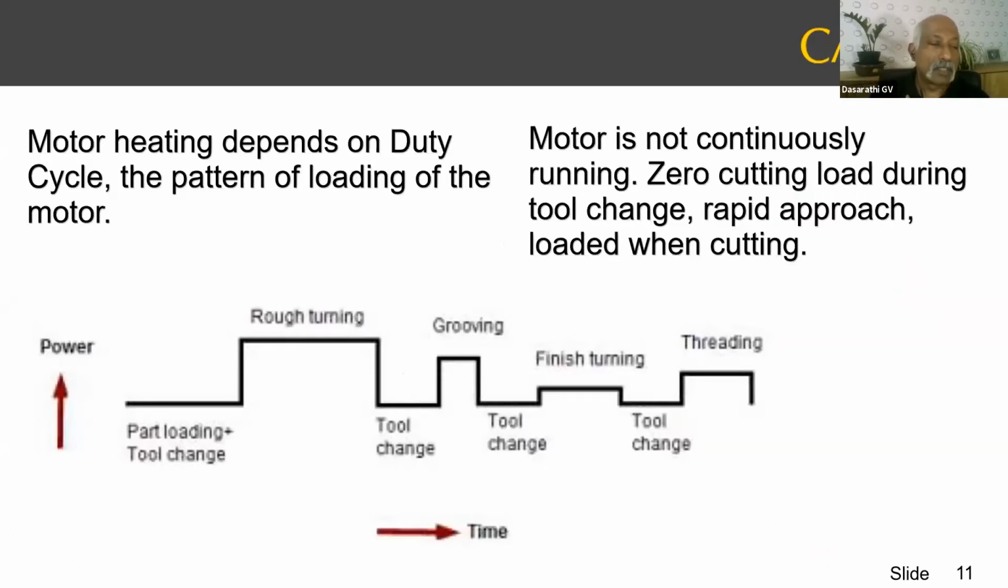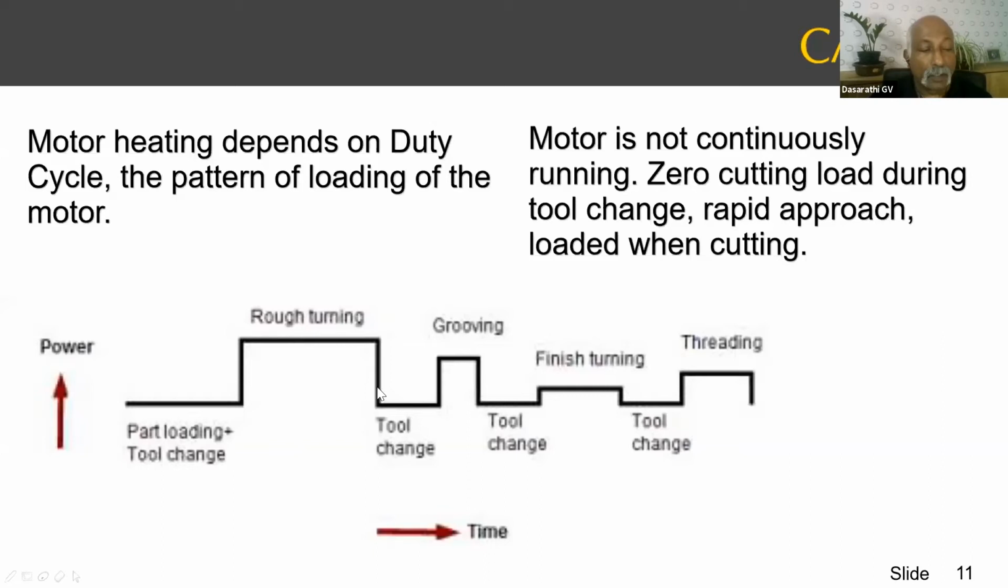Unlike a house pump motor, on a CNC lathe, the power requirement is not constant. The load on the motor is not constant, right? If you're doing part loading and unloading, the spindle is stopped, the spindle motor is fully stopped, so there's zero load on it. Then after that, there's a tool change, maybe 2-3 seconds, right? So the motor is not running at all. So the load is zero.